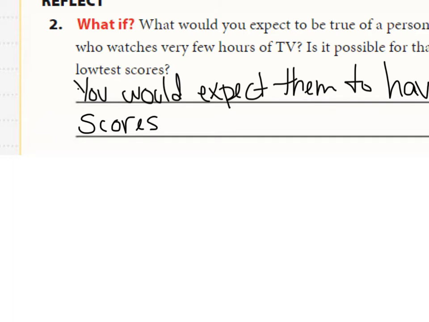Is it possible for them to have low test scores? It is. Maybe they have another hobby besides watching TV that means they still don't study. Maybe they're never at home for whatever reason. So it is still possible for them to have low scores. But overall, we would assume they would have high test scores.